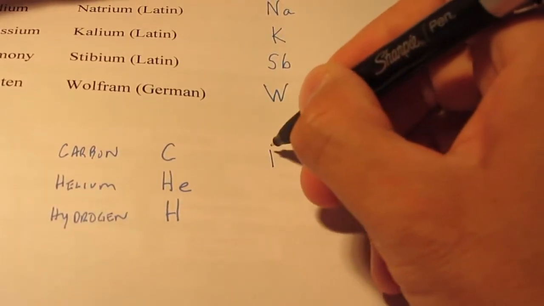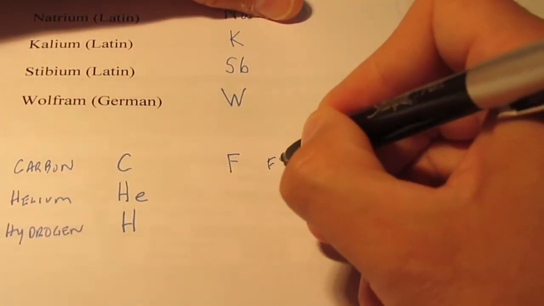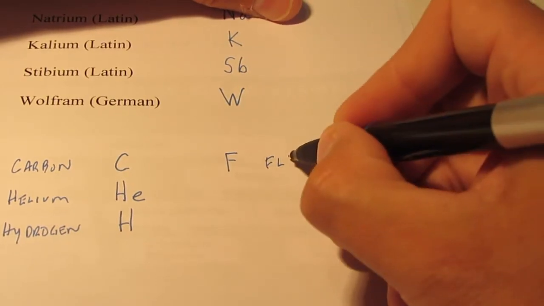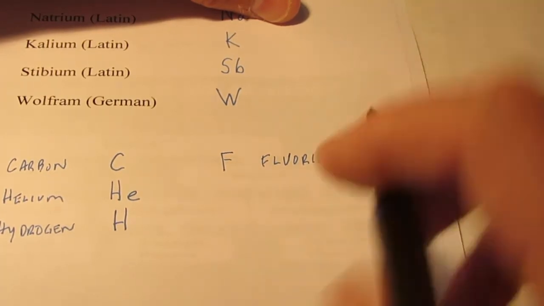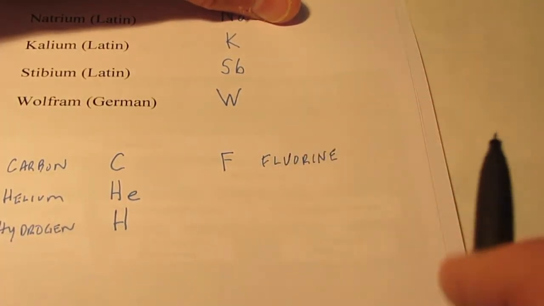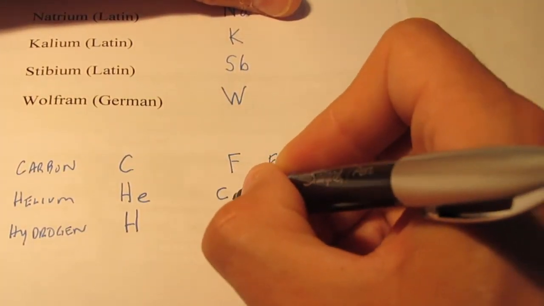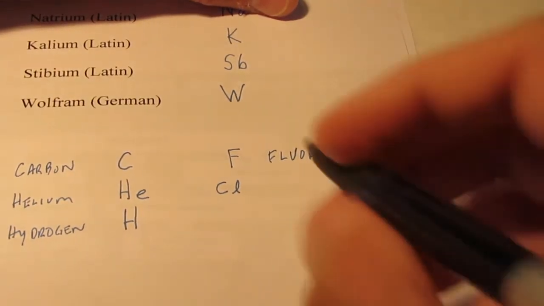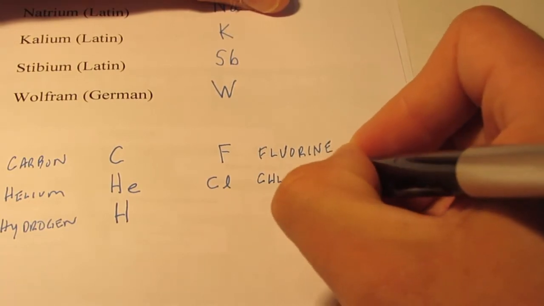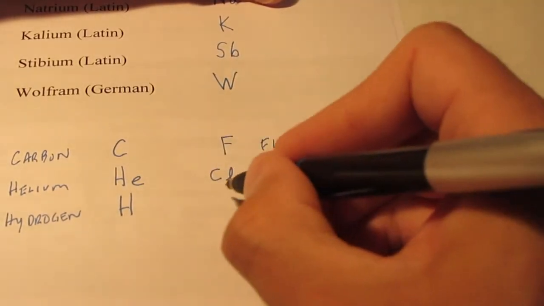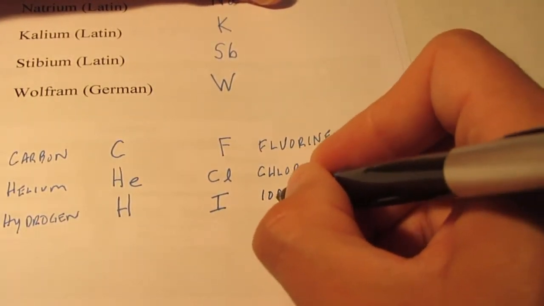You should also be able to go backwards. If I gave you the symbol F, you should know what element that is. That is the element fluorine. Now fluorine is spelled F-L-U-O-R-I-N-E, not O-U. We don't call it flourine. It's fluorine. What if I gave you the symbol Cl? Cl is the element symbol for chlorine. And if I gave you the element symbol I, the capital letter I, that is iodine.